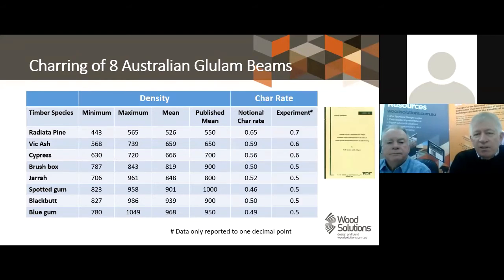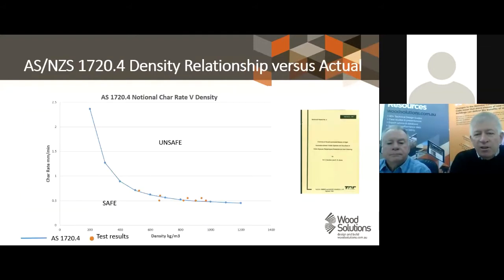And this is a comparison of the notional char rate from the standard versus experimental. Experimental data is only to 1 decimal point, and when we graph this, you find that it pretty much just lines up with the equation within 720 part 4. The blue line represents 720 part 4, and the orange dots are the test data. Remembering they're only to 1 decimal point, so there is a degree of accuracy there.